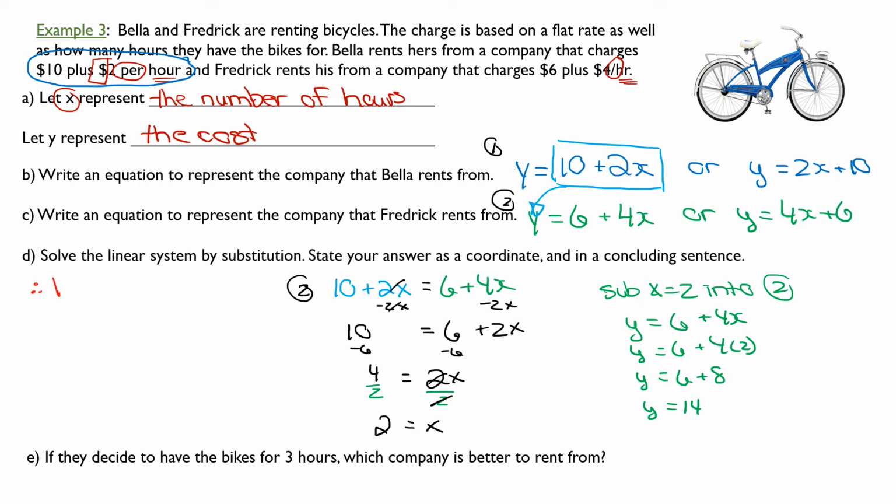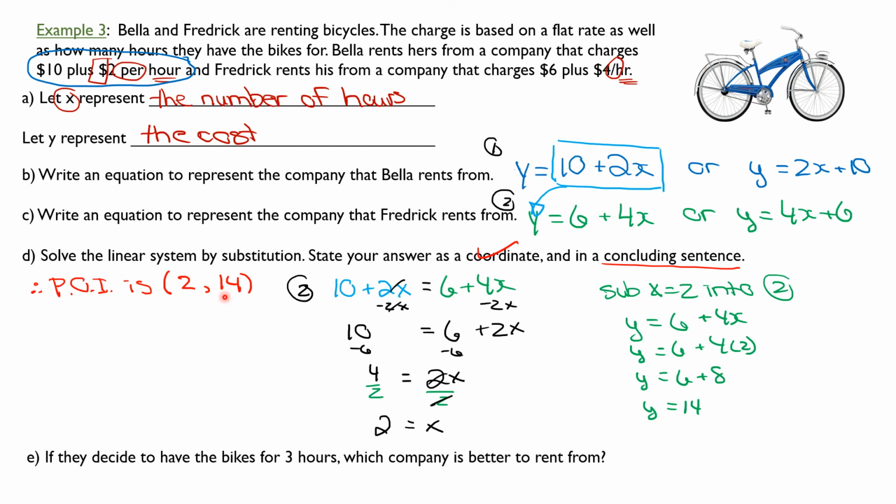Therefore, the point of intersection is: the x value was 2, the y value was 14. So that's stating it as a coordinate, but what about the concluding sentence? So what does all of this mean? Remember, since x is hours, this is 2 hours. Y is cost, so that's $14. So what does this mean? 2 hours, $14. What's going on there?